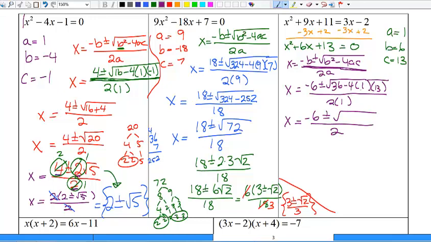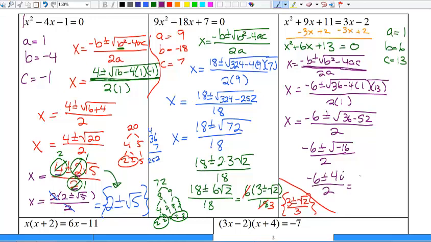Hmm, 13 times 4, that's 52, so we have 36 minus 52 under the radical, which gets me negative 16. Now the square root of negative 16, that's going to be 4i, because the negative makes it an i.